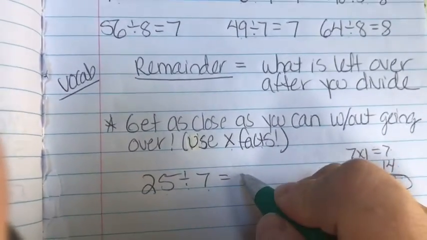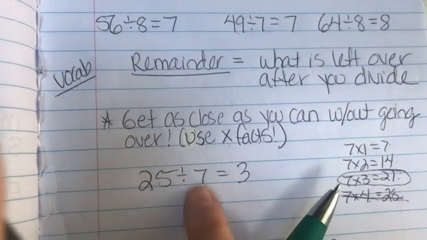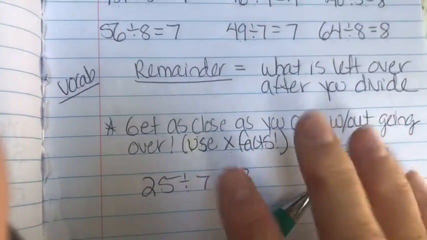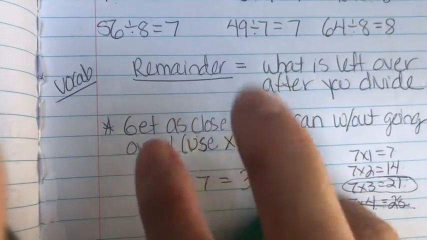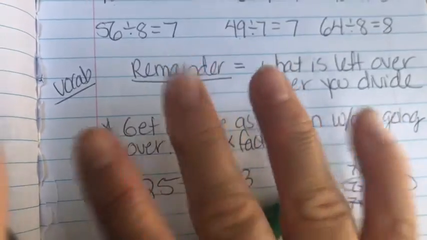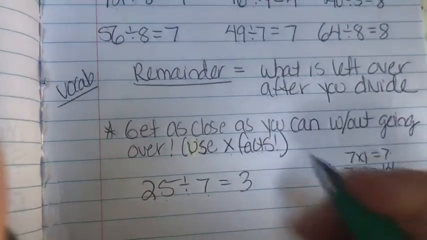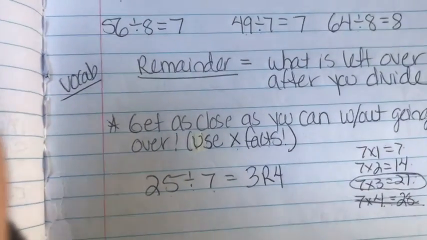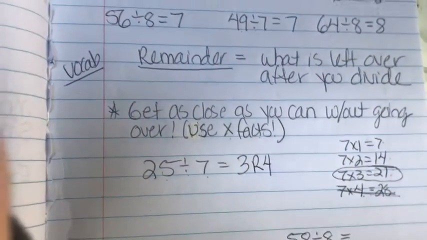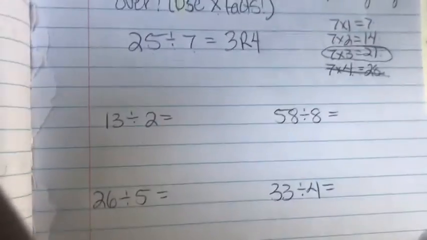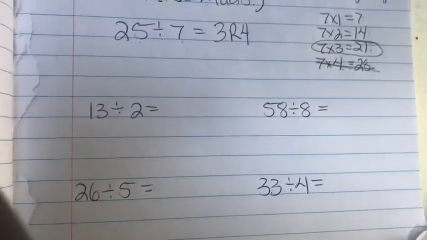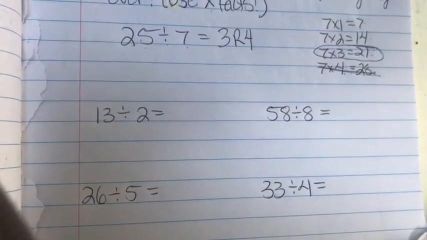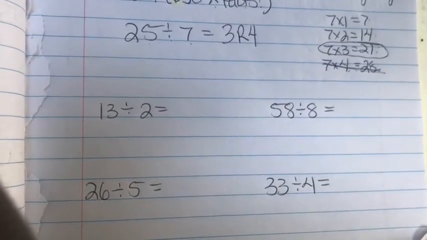So I know that I'm going to write down 3. So 7 times 3 got me to 21, and now I have to count up: 22, 23, 24, 25. So I have 4 left over. I have a remainder of 4. So that's how you do those, okay? So we're going to practice a few more of those. Here we go. If you want to write these in your math notebook and give them a shot and then start the video up again to compare your work, go ahead and do that right now.